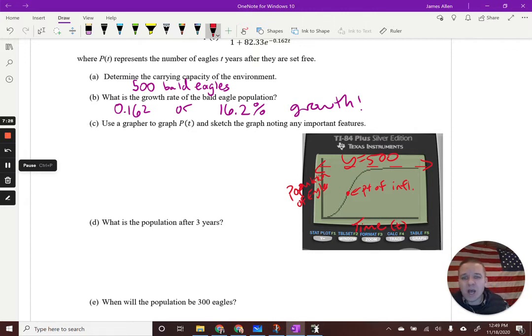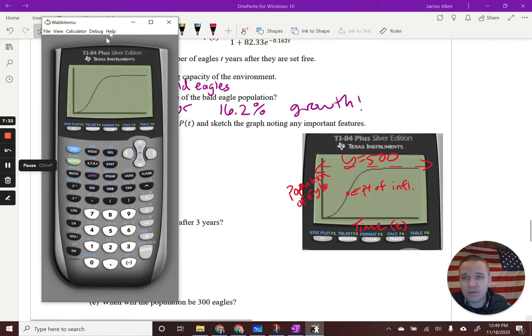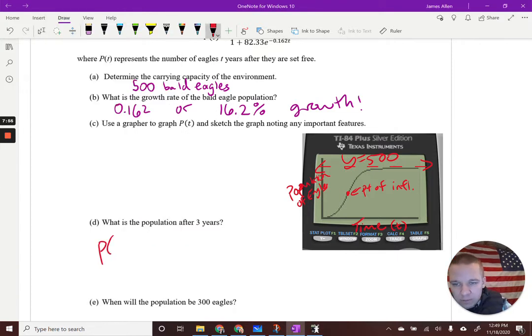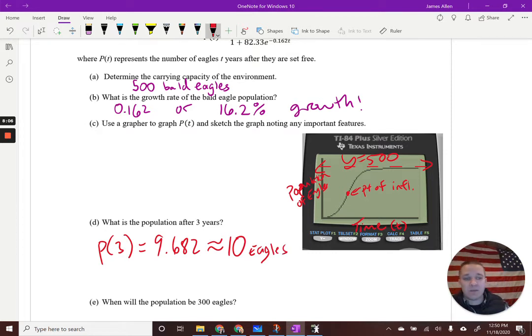Wonderful. Let's keep going. It says, what is the population after 3 years? Well, once again, I can use my graphing calculator to do this, which is pretty nice. I can just hit second calc, and after 3 years, I can just put in 3 for X, which is my T, and hit enter, and I'm going to get 9.682, so roughly 10 eagles, right? So P of 3 is 9.682, or roughly 10 eagles after 3 years. So we've already seen the population grow a bit.